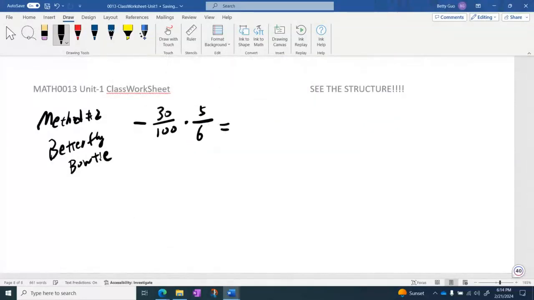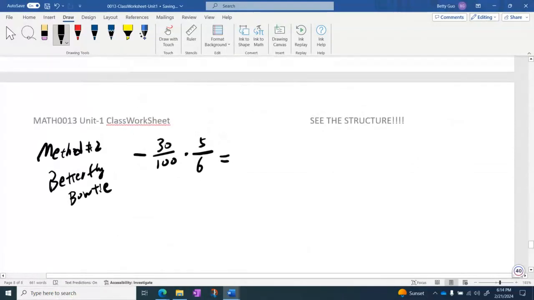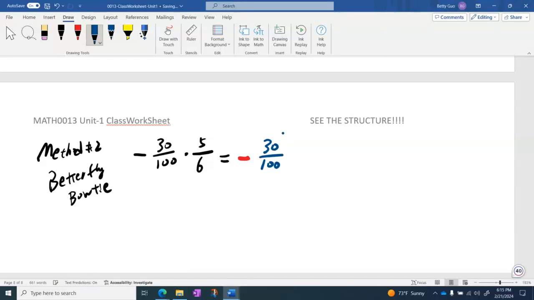Let's see, how do we use the butterfly method or bow tie method to find the product of the two fractions. The sign is still negative, the result is still negative. And then regarding the two fractions, 30 over 100 and 5 over 6, we are going to draw a bow tie or butterfly shape. We're going to do vertical, vertical, diagonal, diagonal. So it's a butterfly or bow tie shape, right? Let me explain what that means. We do one step at a time.